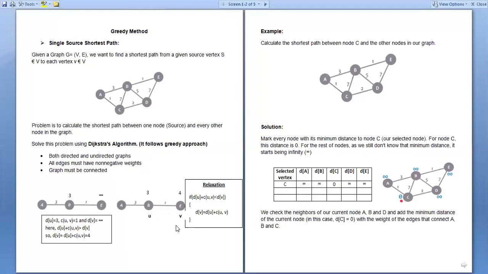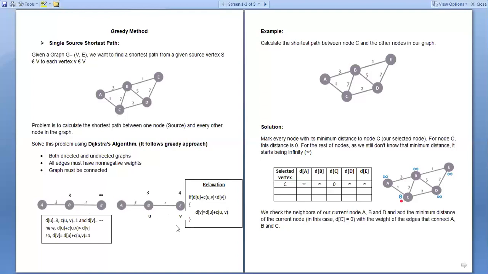Now let us see from this example how we can calculate the shortest path. In this example there are 5 vertices and 7 edges. Each edge is associated with some weight, which means it is a weighted graph.